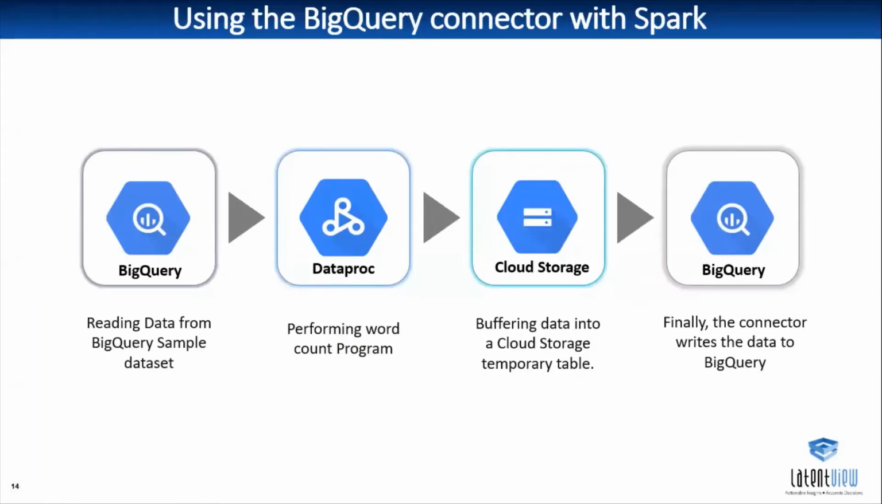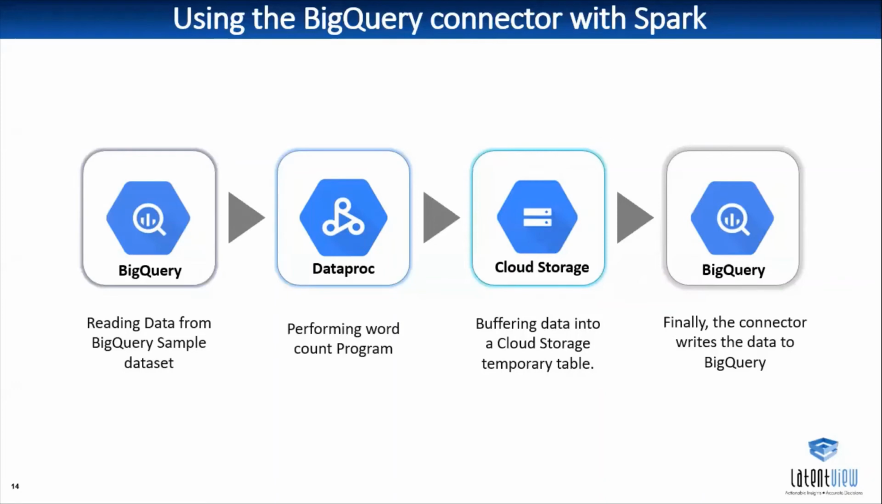In the last demo, we saw how we can scale a cluster to reduce the processing time. Now we'll be seeing how we can connect BigQuery with Dataproc. Here we are using the Spark BigQuery connector to read data from BigQuery and also write data to BigQuery. Initially we are reading data from a BigQuery sample data set into a Spark data frame in Dataproc to perform a word count program.